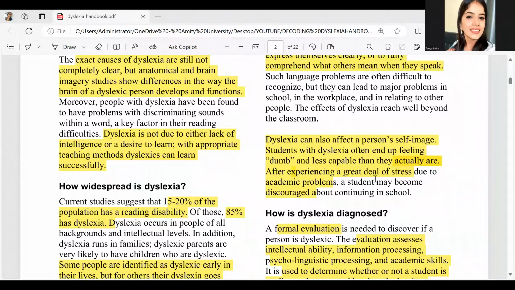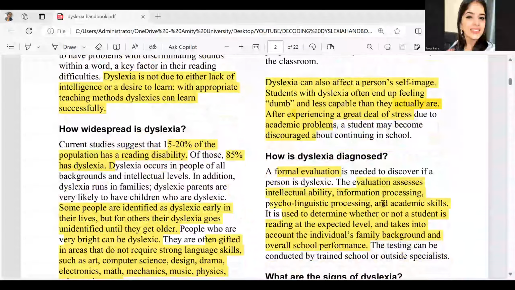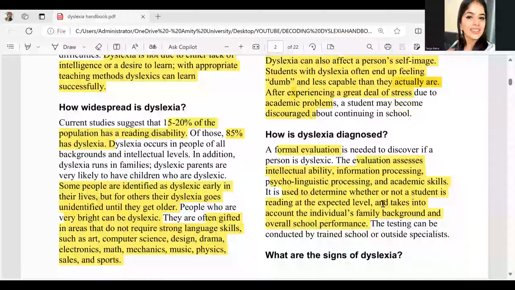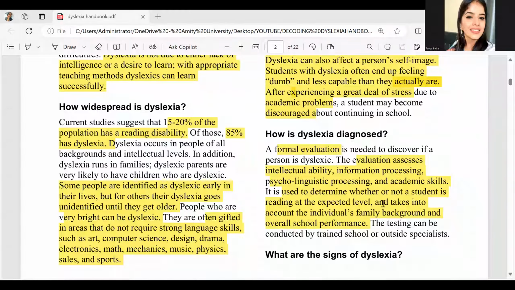After experiencing a great deal of stress due to academic problems, a student may become discouraged. It is a very important point to note down. So, students, if you are repeating these words on a regular basis in front of children, they will definitely get discouraged. And even if they are putting in at least 10% on any task, they will not be able to put in even that 10%.